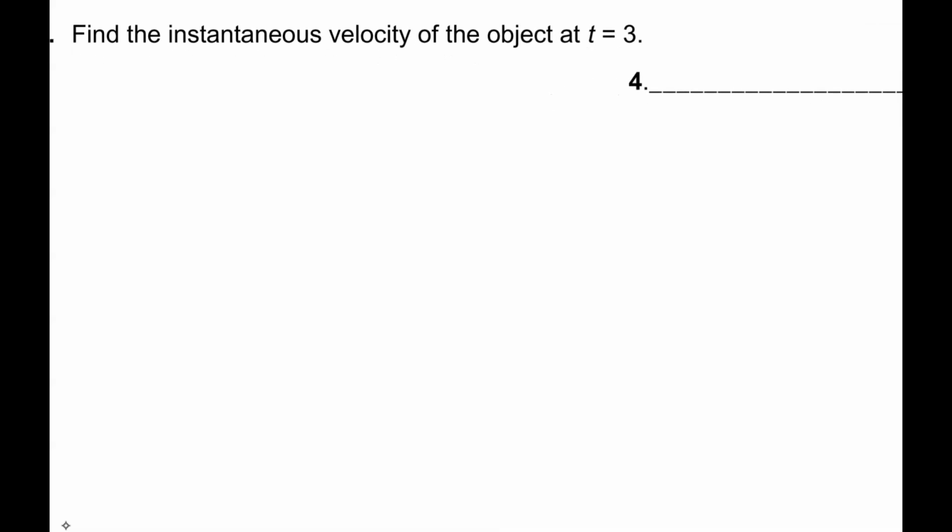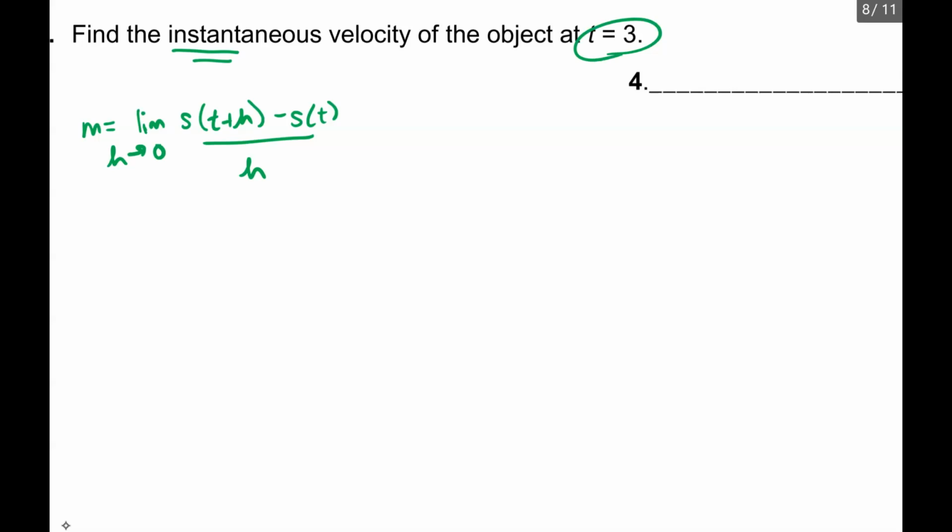So this is using the function from up above. But we want the instantaneous, so this is when we use the limit, because we want to see what's happening with our function as h goes to 0. So s of t plus h minus s of t all over h. Here, this is our t, so we're plugging that in. So this is the limit of s of 3 plus h minus s of 3 all over h.